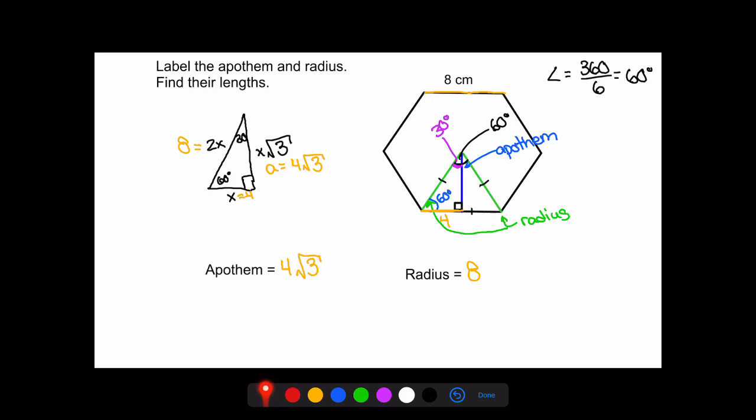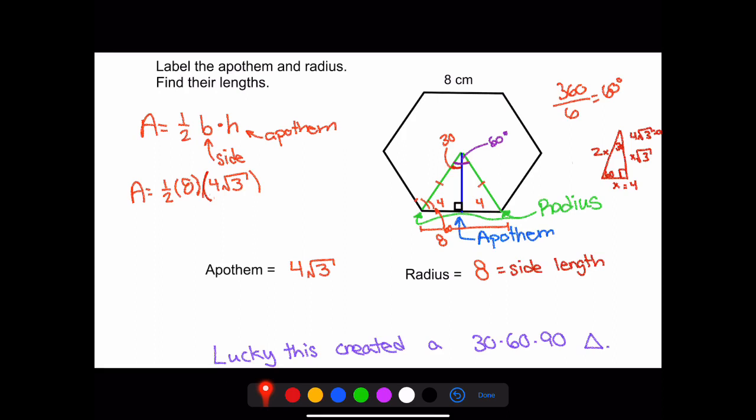Now, this works really nicely when we have a 30, 60, 90 triangle or a 45, 45, 90 triangle, but sometimes we won't always have that. And if you run into that case, think back to Unit 13 when we were doing trigonometry. You can still use trigonometry to figure out all that information.